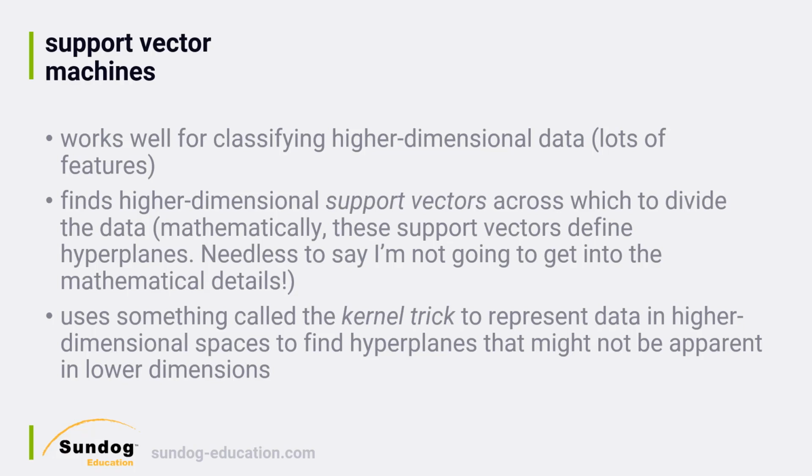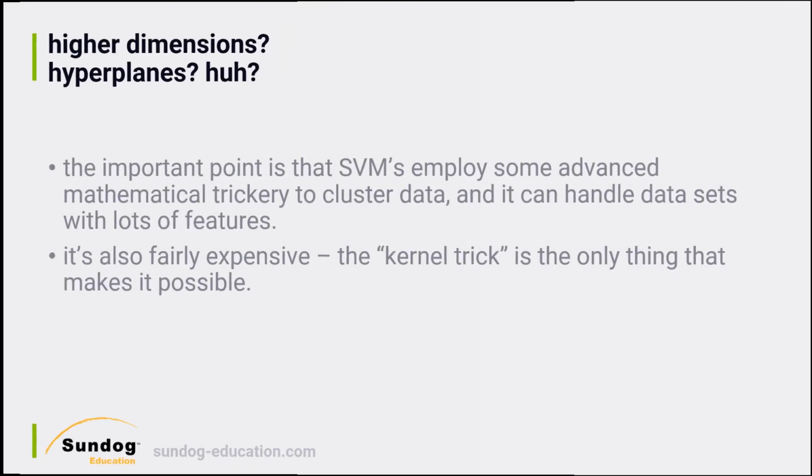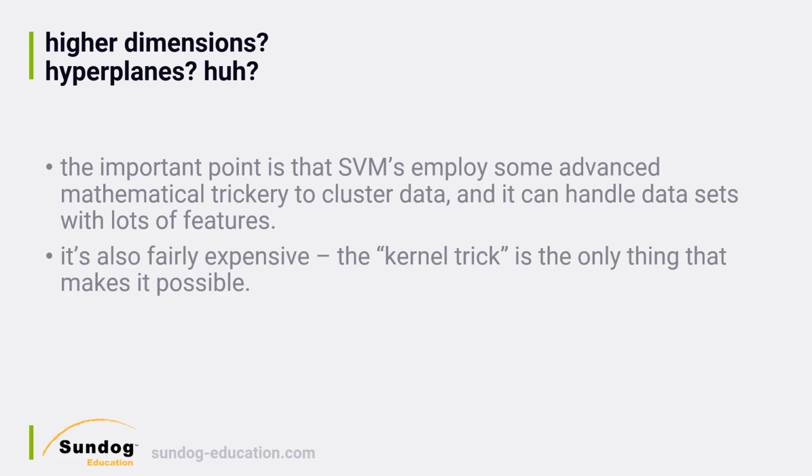So the kernel trick is just a way of making this process of finding the hyperplanes efficient, and also to uncover these higher dimensional separations that you might not be able to visualize in lower dimensions that our brains are more accustomed to working in. And yeah, we got all kind of meta there with higher dimensions and hyperplanes and stuff. The important point, though, is that SVMs employ some pretty advanced mathematical trickery to cluster data.